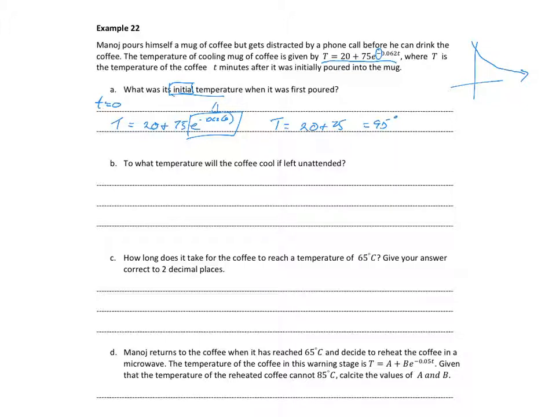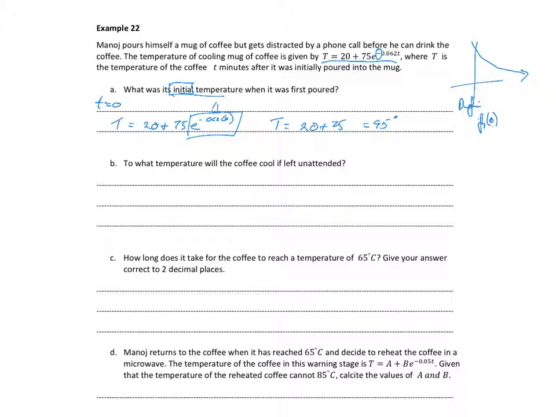Now, don't forget that typically our modeling questions are going to have a calculator available. So really the first thing we do is probably define our function on our CAS and just work out f1 of 0 perhaps. To what temperature will the coffee cool if left unattended?